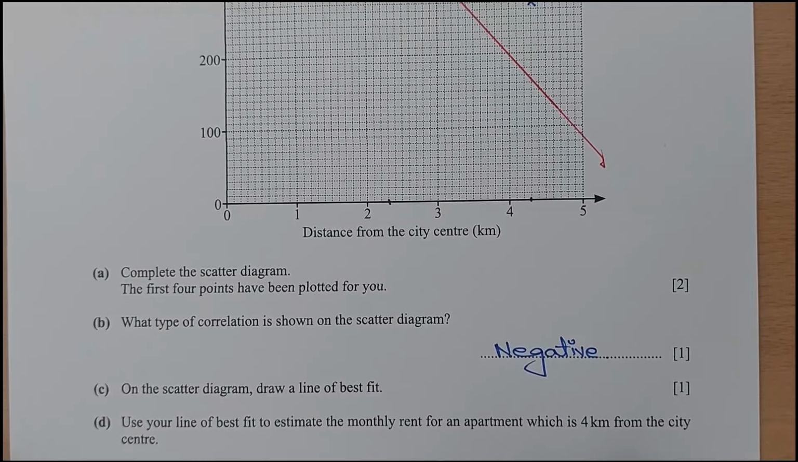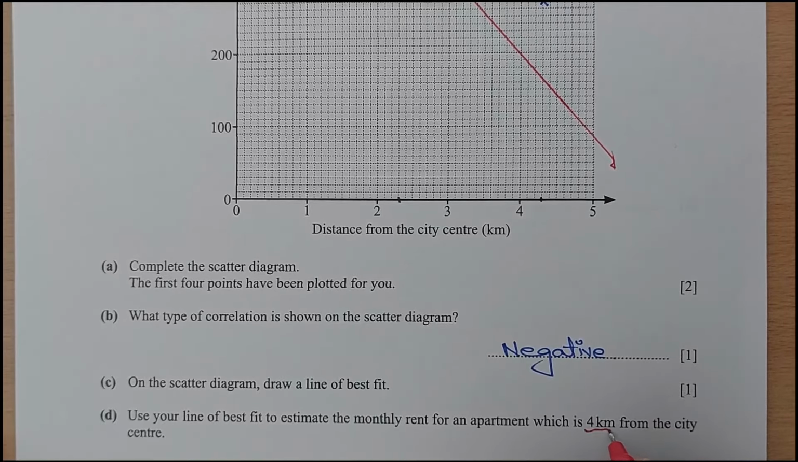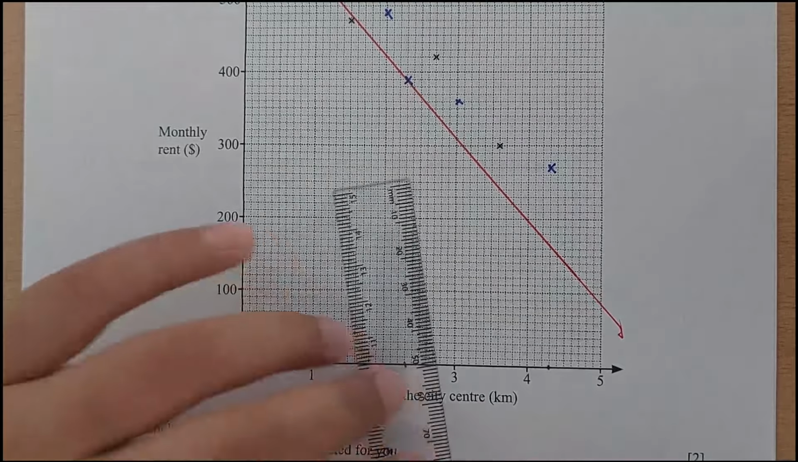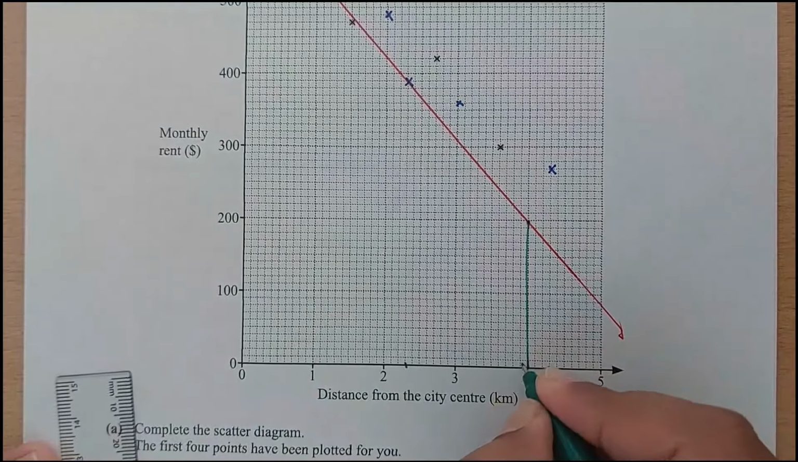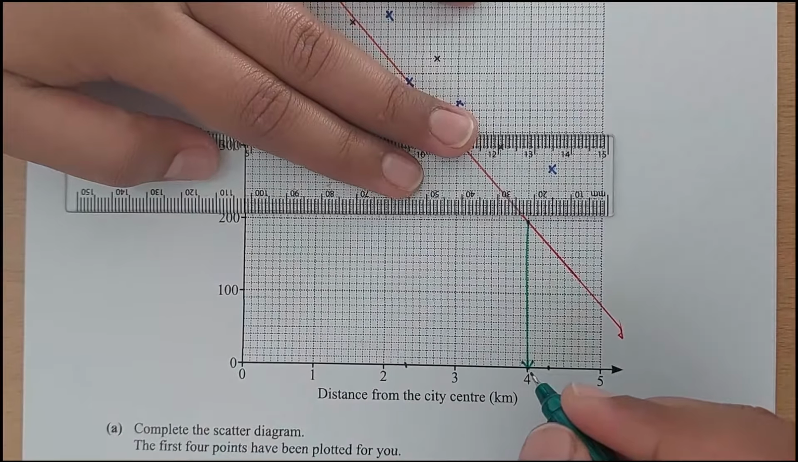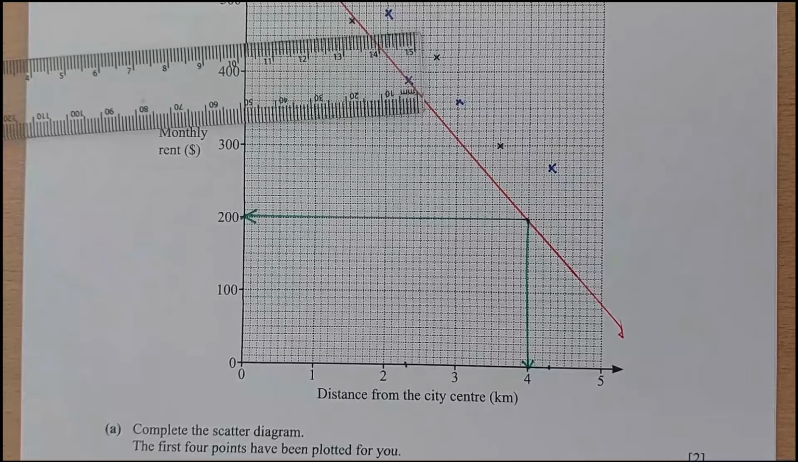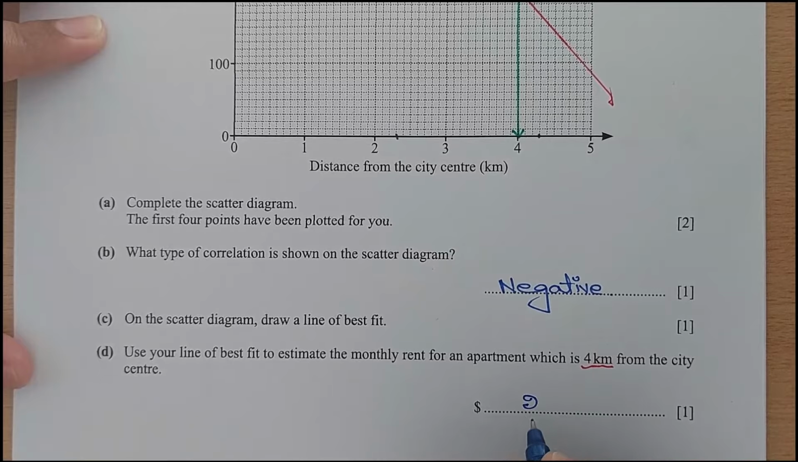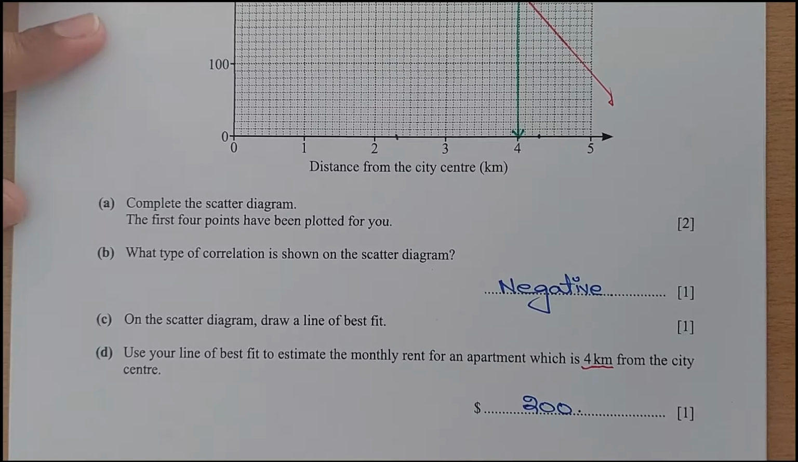Okay, and for part D, use your line of best fit to estimate the monthly rent for an apartment which is 4 kilometers from the city center. So for 4 kilometers, we need to check this. Here it is at 4 kilometers, and we need to find the monthly rent, which is approximately $200 according to our line of best fit. Yes, this is $200 for 4 kilometers. It can be different for your case. It depends on the line of best fit.